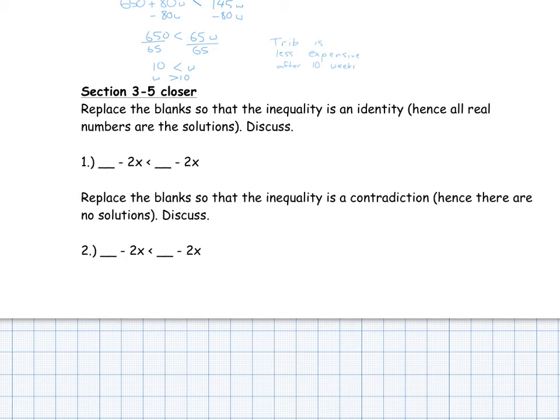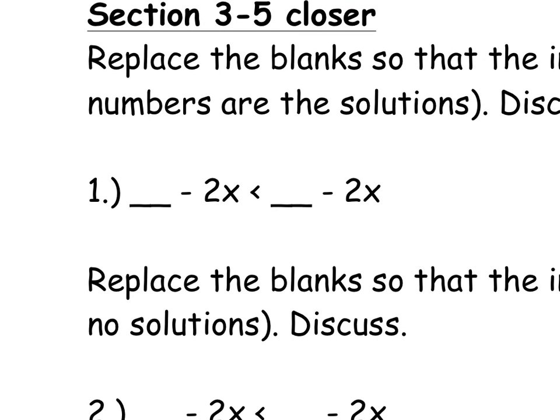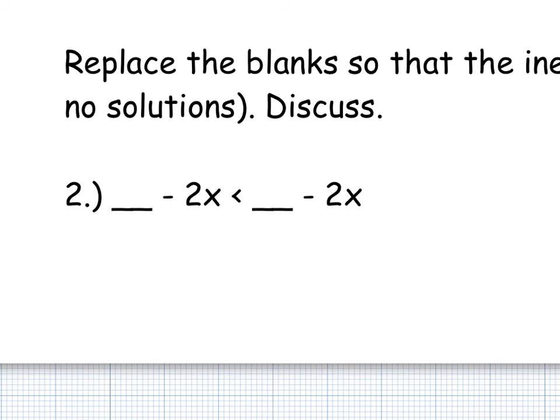So for number 1, really, the only thing I'd have to do, since I'm subtracting 2x from both of these, that means the 2x's are going to cancel. So if this is going to be true all the time, in other words, all real numbers, all I have to do is pick a number here that's smaller than the number here. The number in the first blank has to be less than the number in the second blank. Down here, if I want it to not be true, the number in the first blank has to be more than the number in the second, because these are going to cancel, right? And I'd be left with 7 is less than 5, which is not a true statement.